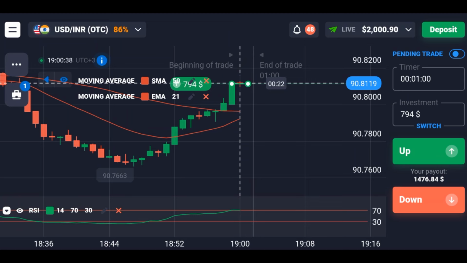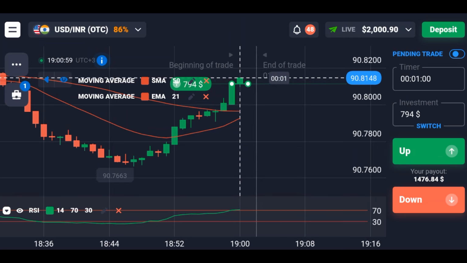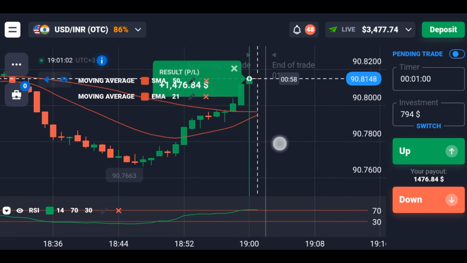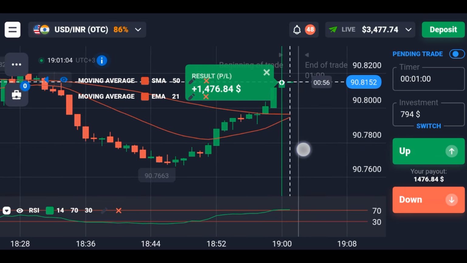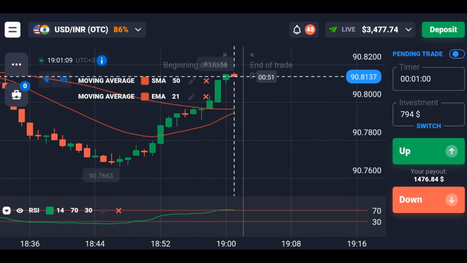We have a few seconds left until the close of that candle. 13 seconds left. 10, 9, 8, 7, 6, 5, 4, 3, 2, 1. And we've just made an extra 1476. That means that we've made a profit of $2,000 on this session.